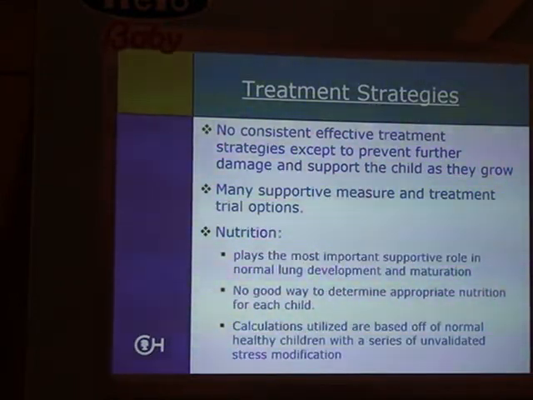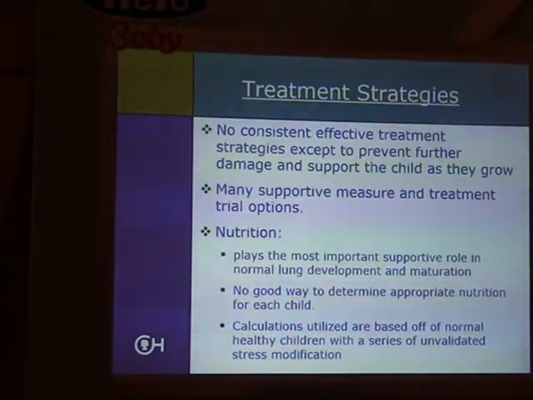And one of the biggest things that we really have to think about is nutrition, and Brian touched on this a little bit, but it plays one of the most important supportive roles in normal lung development and maturation. So if you're not getting proper nutrition, that new lung that's growing isn't growing normal and healthy. And unfortunately for us, there really isn't a good way to determine appropriate nutrition for each child.